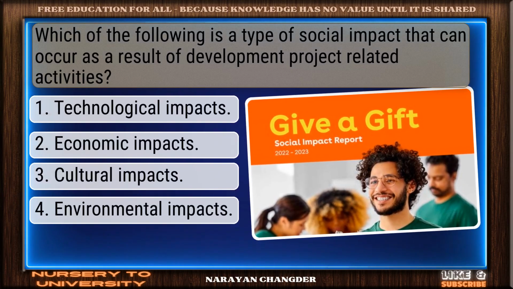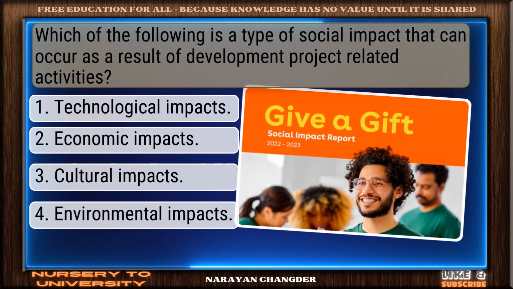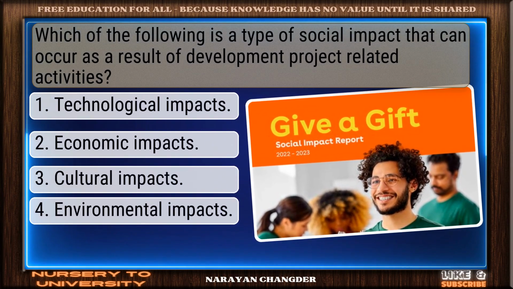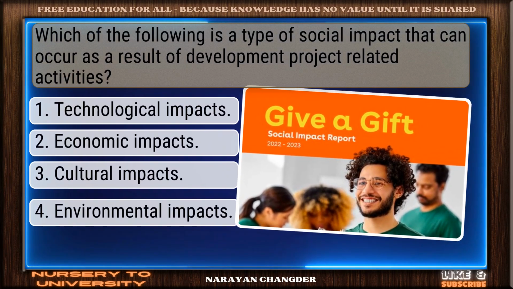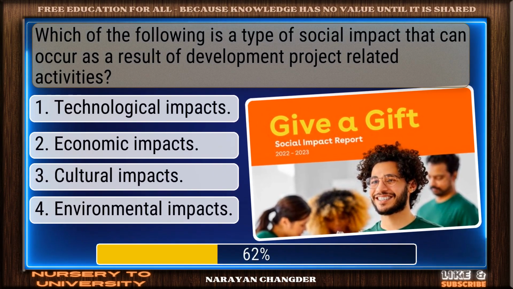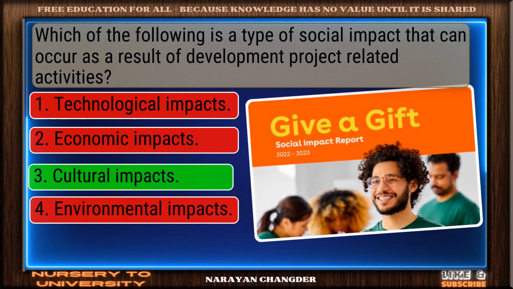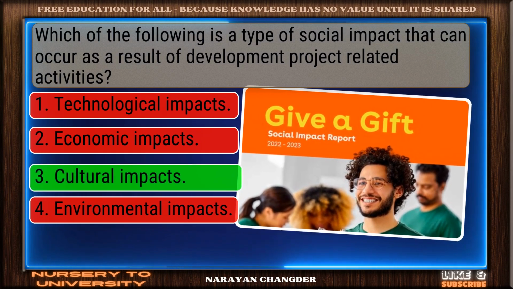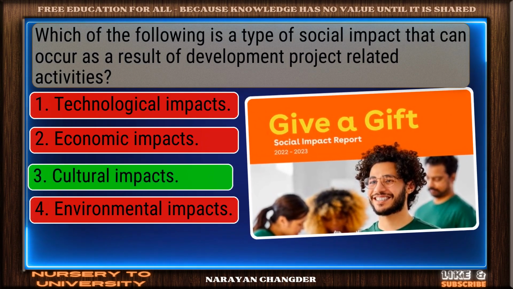Which of the following is a type of social impact that can occur as a result of development project-related activities? Solid response. Cultural impacts is a valid choice.